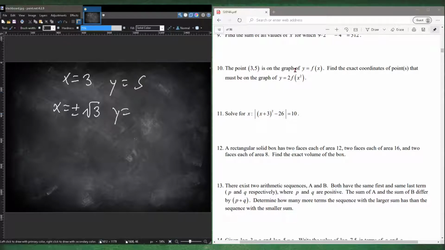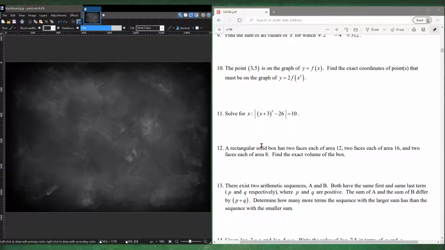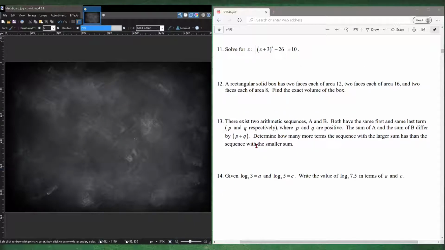And then your y is 2 times the value of your original y, which is 5, so it's 10. So you have (square root 3, 10) and (negative square root 3, 10). And these are your two possible answers. Okay, just simple transformation. That's the first 10.